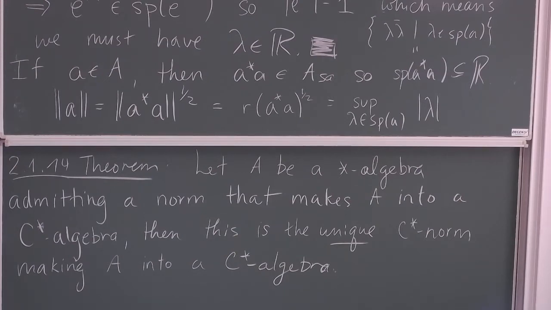Okay, so again, a lot of the things we've shown so far have been for unital C-star algebras. And we would like to be able to talk about non-unital C-star algebras. So to do this, we need a notion of a unitization, which is our next section.